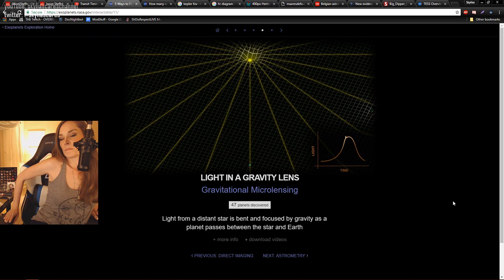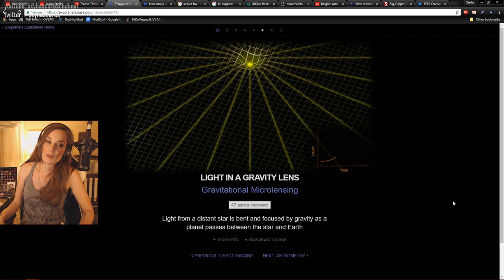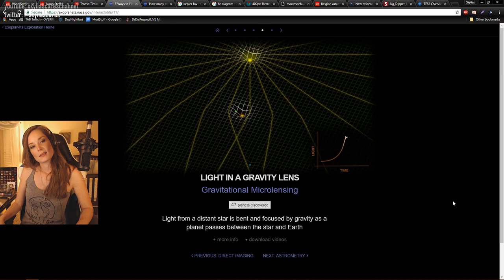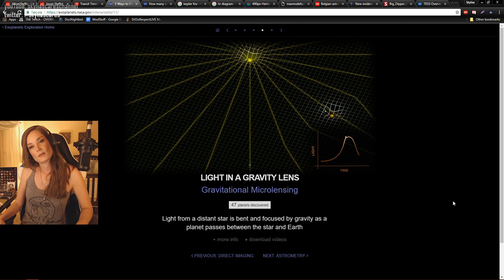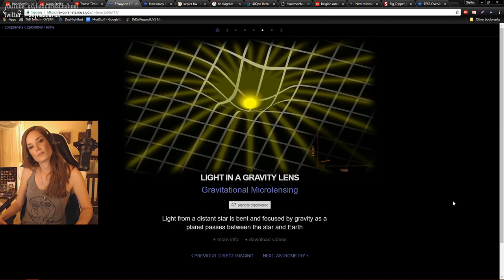And you see that this isn't a very common detection method. Only 47 planets have been discovered using this method. It's probably because it's so tricky, like you said. There is a mission called WFIRST, which is going to be a fairly significant mission. It's the next replacement of Hubble, because it's going to be a visible light mission, where James Webb is more of a near infrared mission, right?